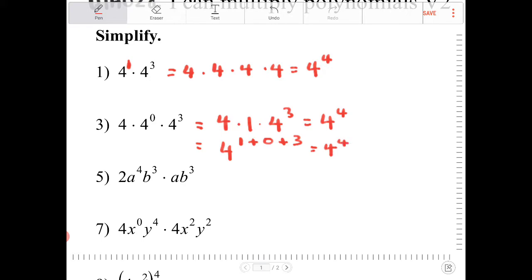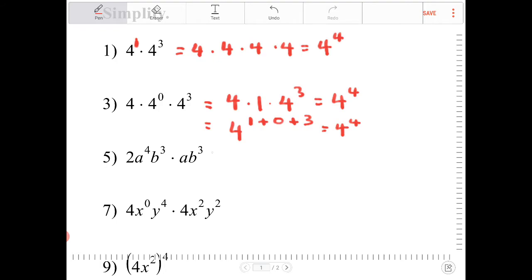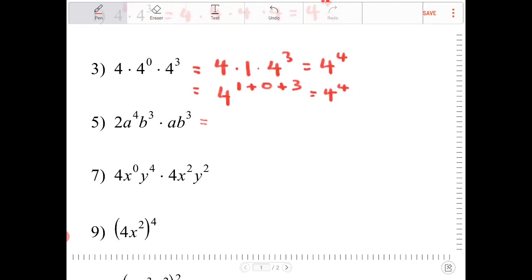All right, let's take a look at the next one. I'm going to decrease the thickness of the pen just because I am running out of space real fast. All right, so the next one here, I have 2 times a to the fourth times b to the third times a times b to the third. Now the trick here is just when we're multiplying things together, okay, you're going to be grouping them together. So I noticed I have an a here and an a there. Well, actually, I have a to the fourth and I have a there. If I were to multiply them together, I will end up with a to the fifth.